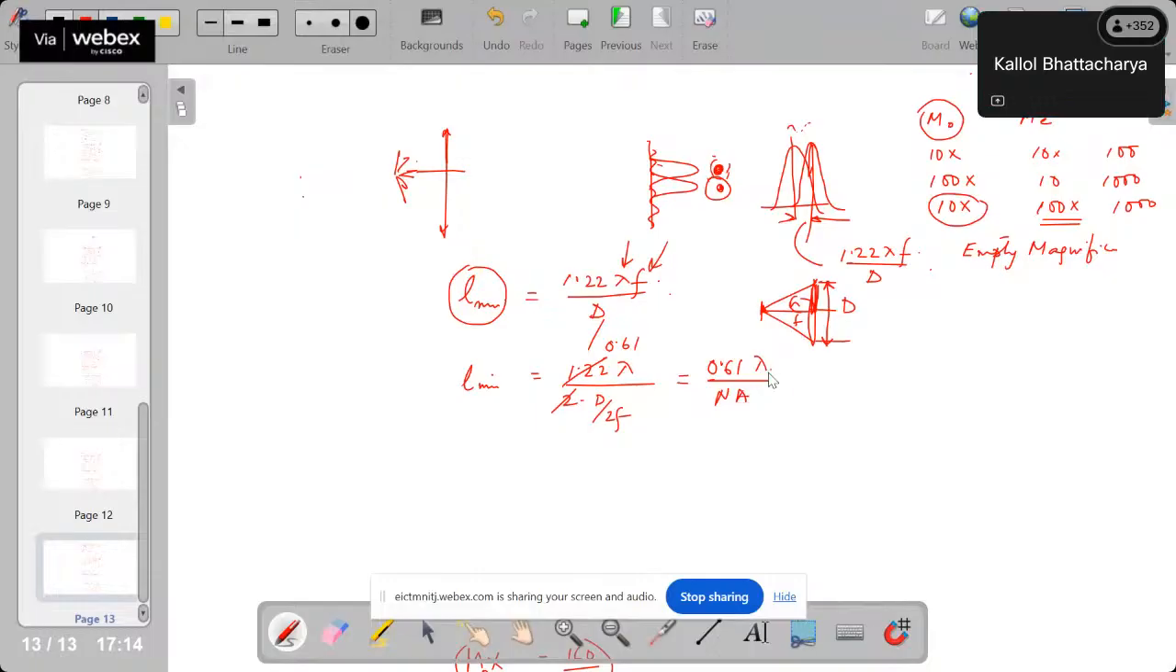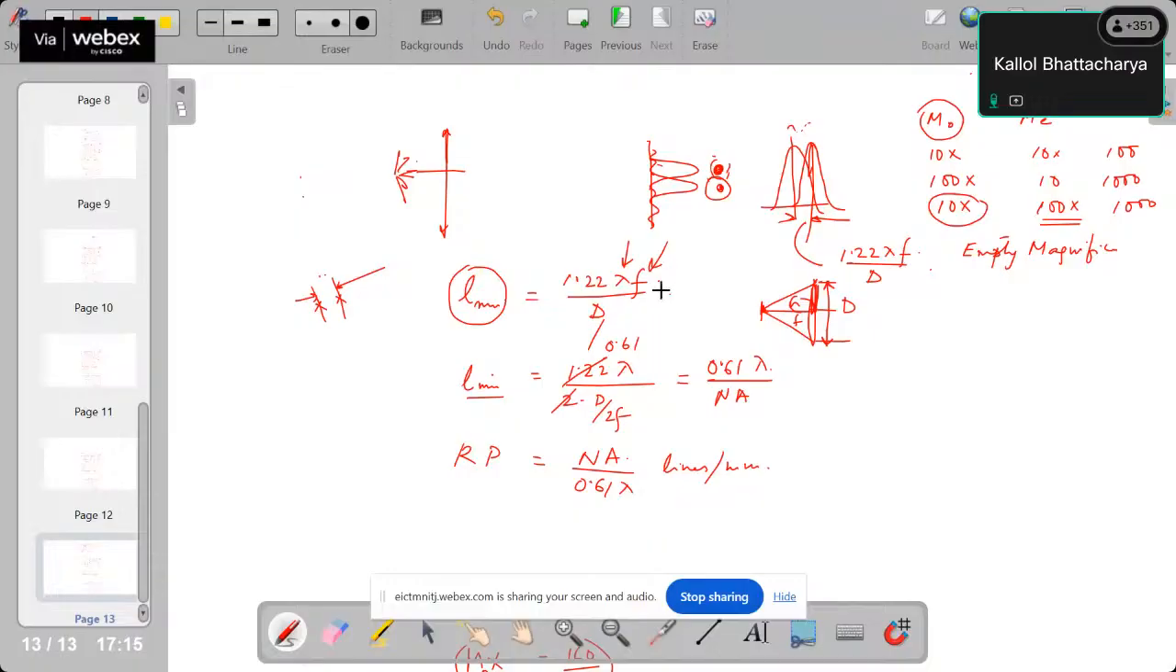This is the next important equation we have for a microscope, which gives the resolving power. What does L minimum mean? It means the minimum distance between two points. So if this is one point, this is the other point. The minimum distance between two points that the microscope can resolve is 0.61 lambda by numerical aperture. So what is the resolving power? The resolving power is equal to numerical aperture by 0.61 lambda. This will be lines per millimeter.